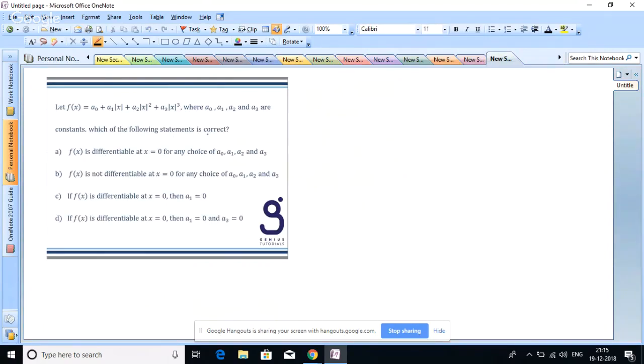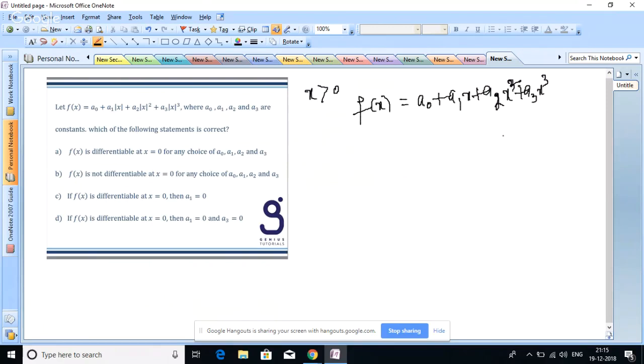Okay, this is a very good question again. f(x) is equal to a0 plus a1 mod x plus a2 x square plus a3 mod x cube. Now, if x is a positive number, then f(x) will be, we have to just remove these modulus functions. So a naught plus a1x plus a2x square plus a3x cube. Just keep one thing in your mind, that whenever we get a polynomial function, that polynomial function is always differentiable. So f(x) is differentiable for all positive values.